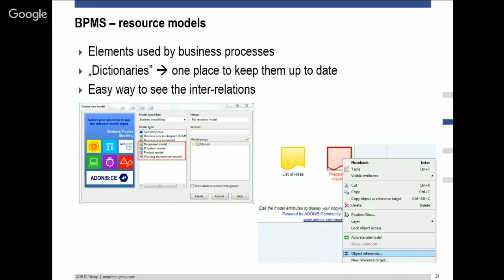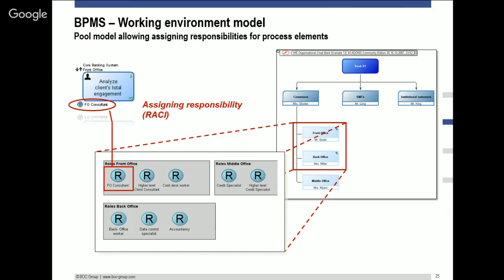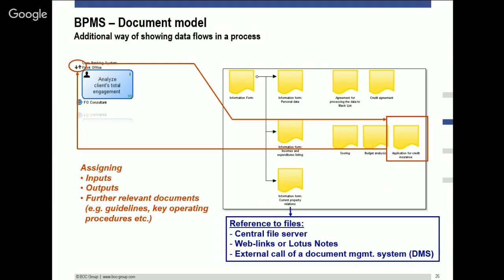The ideas that I have for the next sessions are extending BPMN with other model types. So this is something that can be done with analysts. This is then, of course, not the pure BPMN, but it is BPMN extended with other elements. So you could, for example, extend your diagrams assigning RACI responsibilities to the roles from the organizational structure. You can link your tasks with documents.